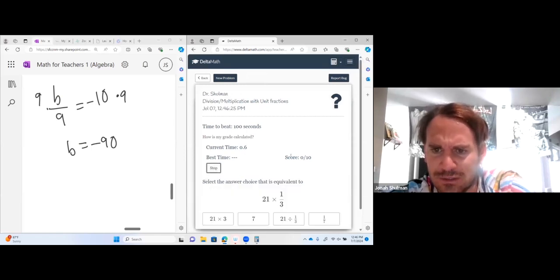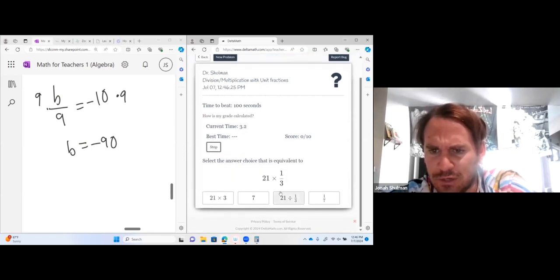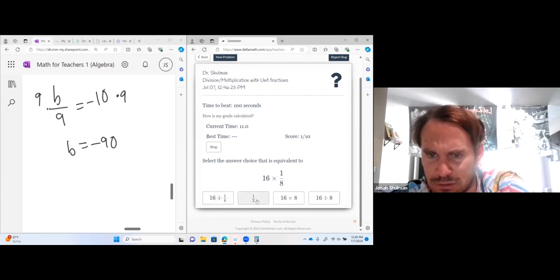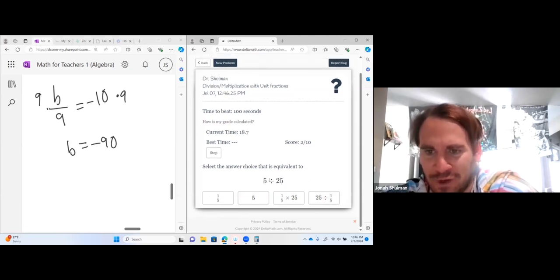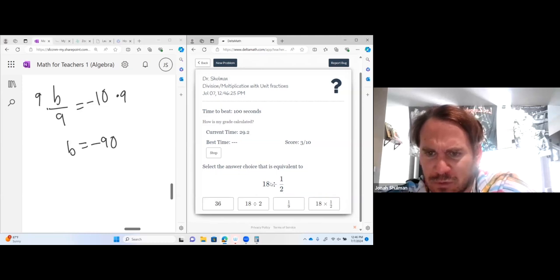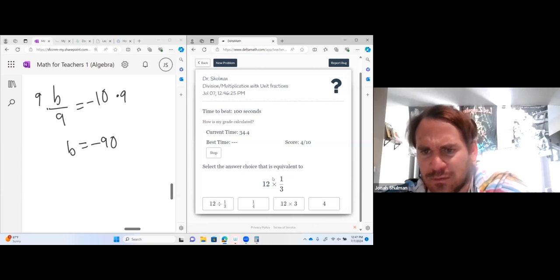Ooh, unit fractions. 21 divided by 3 is 7. Cool. 16 divided by 8 is 2. What? Oh, what else? It's this one. Okay. 5 divided by 1/2. No, it's the other way. It's 1/5. Okay, 18 divided by 1/5. The same thing as multiplying by 2. So that's 36. Same thing as multiplying by 3. So it's 12 times 3.